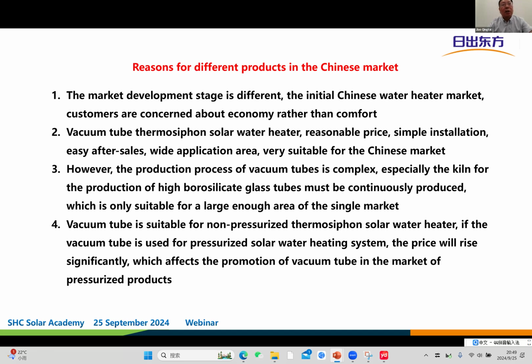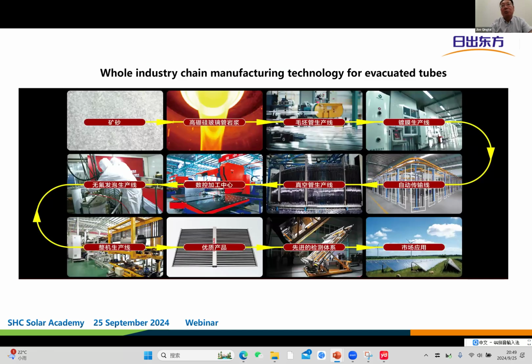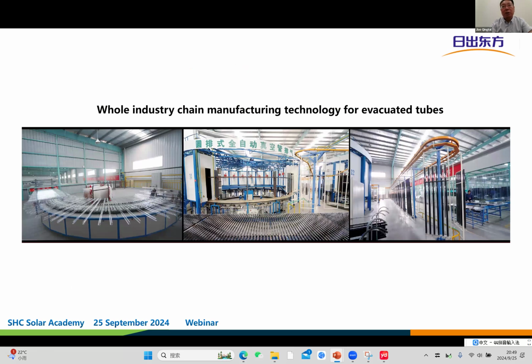huge enough. And the vacuum tube is suitable for the non-pressurized Thermosyphon solar water heater. If the vacuum tube is used for a pressurized solar water heating system, the price will rise significantly, which affects the promotion of vacuum tube collectors in the market of pressurized products. This is why in China, the main product is the vacuum tube collector. This is a process for the vacuum tube, the glass tube, and vacuum tube.